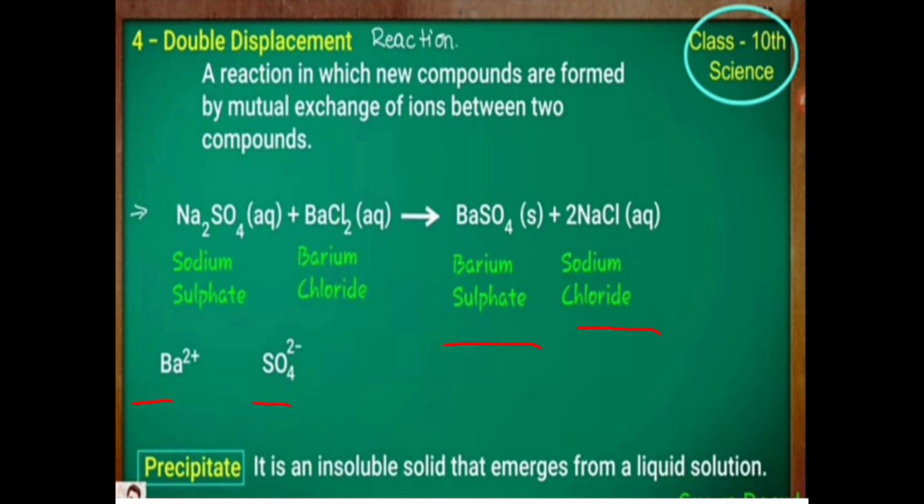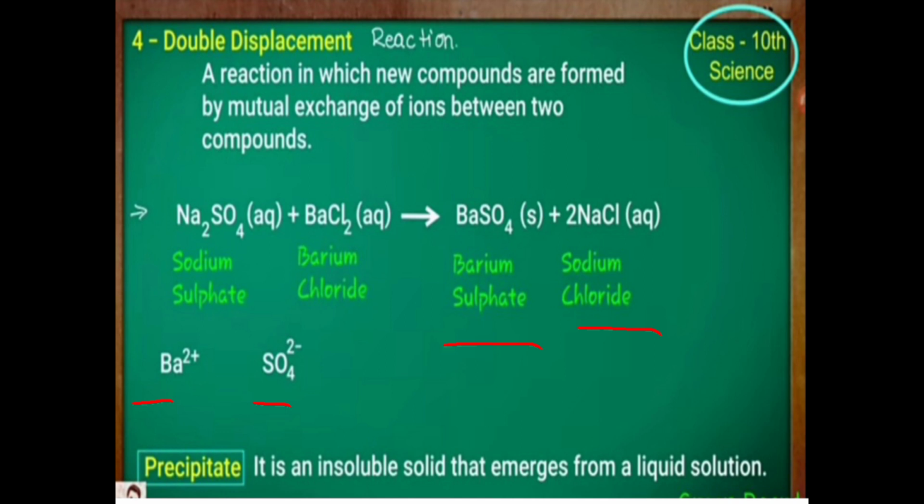So for that you should know the number of ions an atom or a molecule consists of. Here, as we saw, barium consists of 2 plus ions and SO4, that is sulfate, consists of 2 minus ions. So both consist of the same number of ions, so that's why they can be exchanged.